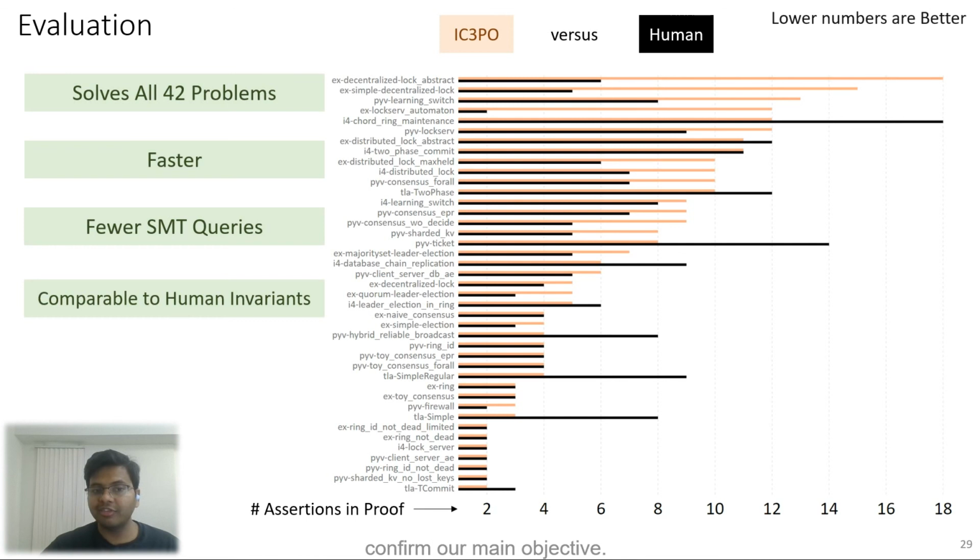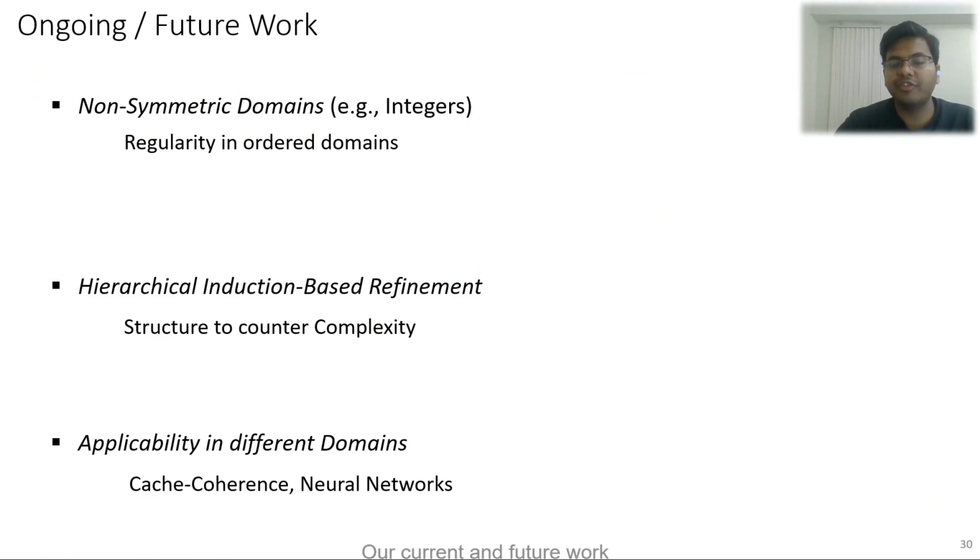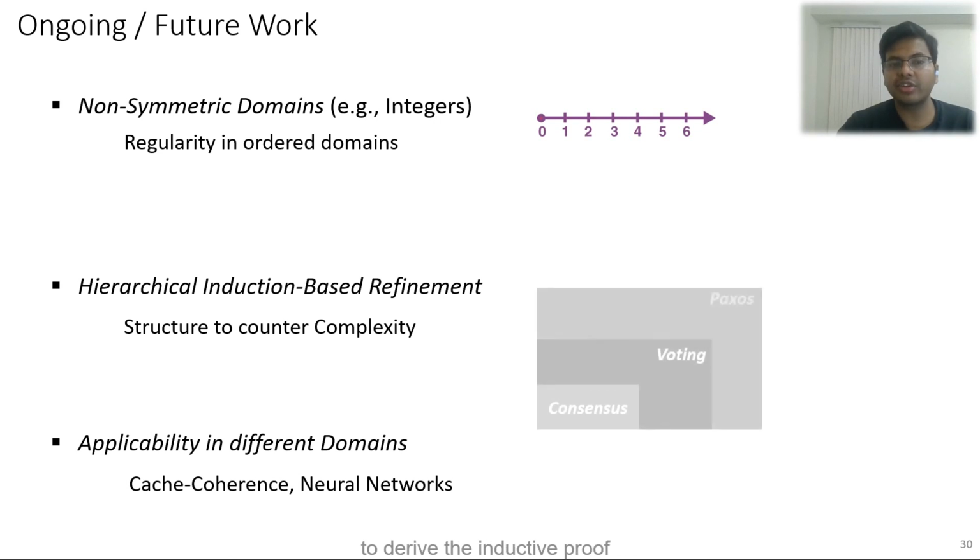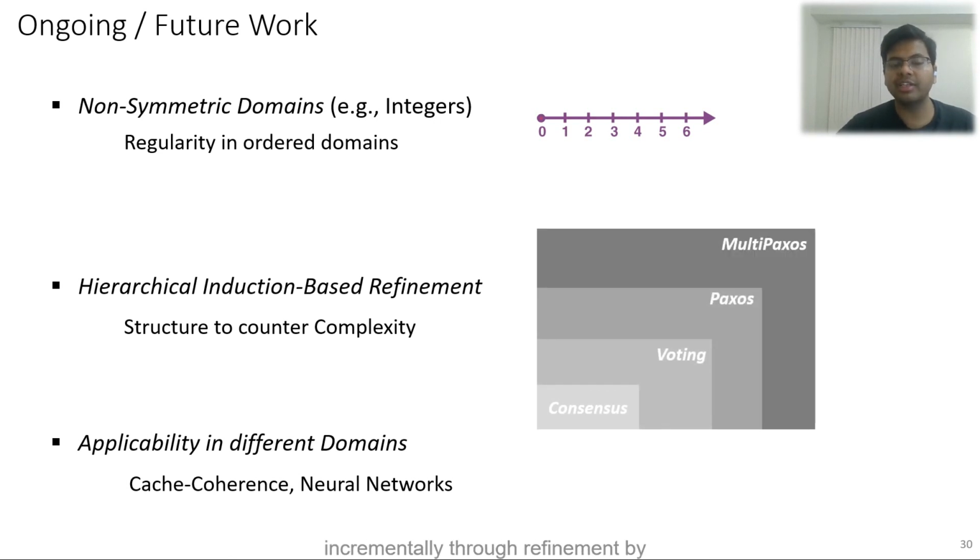Overall, the experiments confirm our main objective. It is possible to fully automatically prove distributed protocols beyond the current state of the art by using symmetry and regularity in these domains. Our current and future work includes dealing with non-symmetric domains like integers. Here as well we can use a different kind of regularity and boost the clause learning. Also, we can use the design structure to derive the inductive proof incrementally through refinement by adding complexity in stages, the same way as experts like Lamport design a complex system in stages.